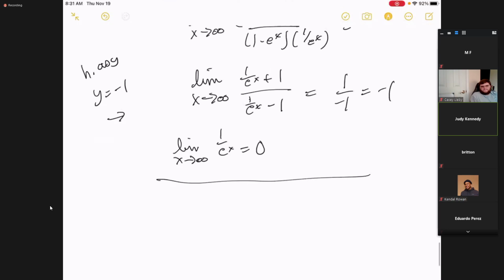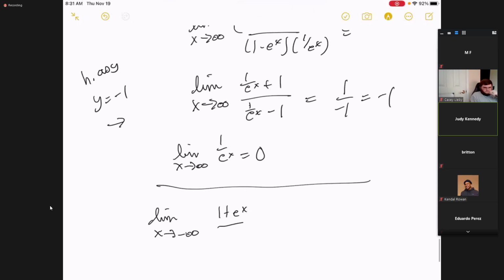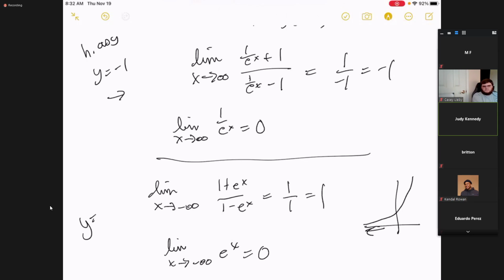What about the negative direction? Okay, in the negative direction, the limit as x goes to minus infinity of e to the x is 0, right? Because e to the x looks like that. So if x is going to minus infinity, that limit's 0. So this is just 1 over 1, which is 1. Okay, so y equals 1 is a horizontal asymptote too. And that's in the negative direction.